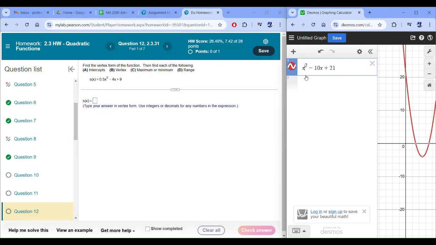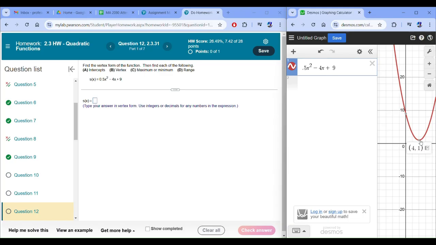Here, so let's make this 0.5x squared, and then minus 4, and then plus 9. All right, so now here, intercepts, you're going to have the y. There are no x-intercepts if I typed it incorrectly. 0.5x squared minus 4. Yep. Minimum value, range. Awesome. Cool.